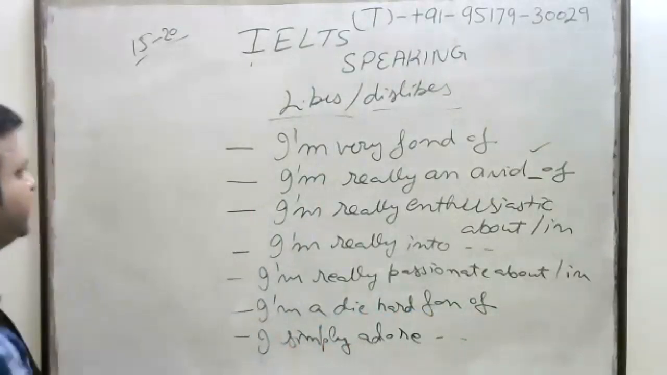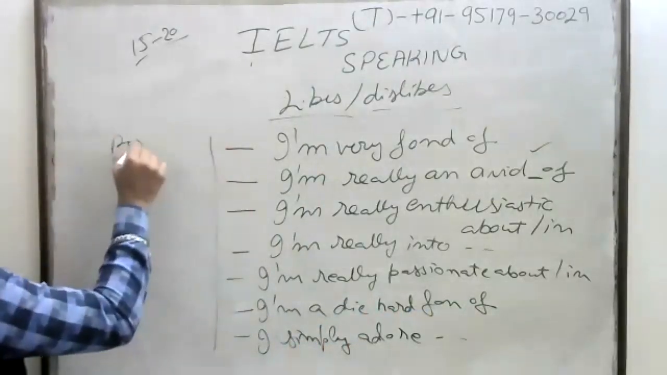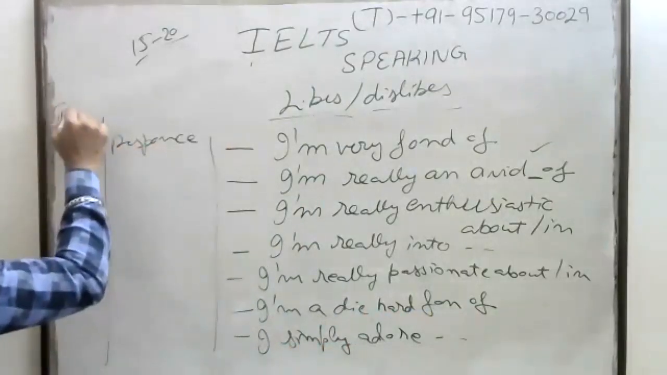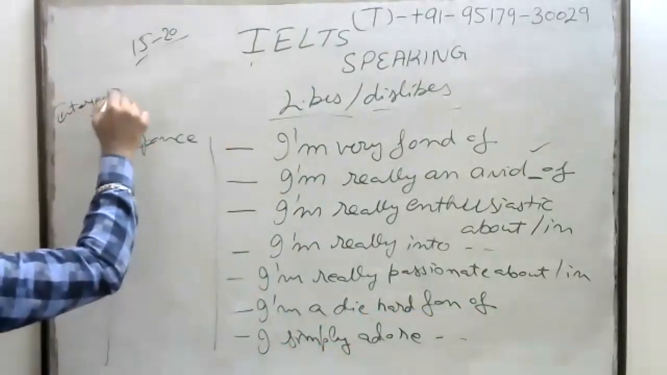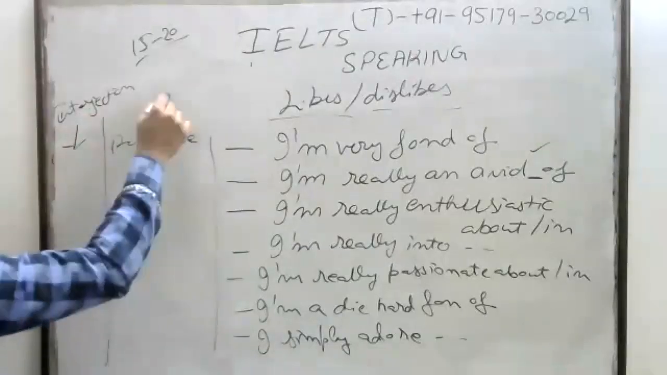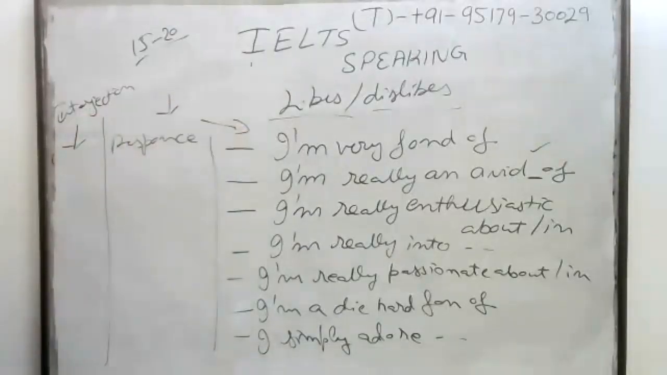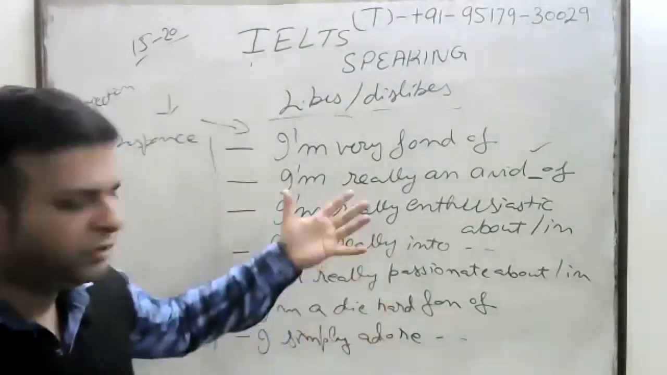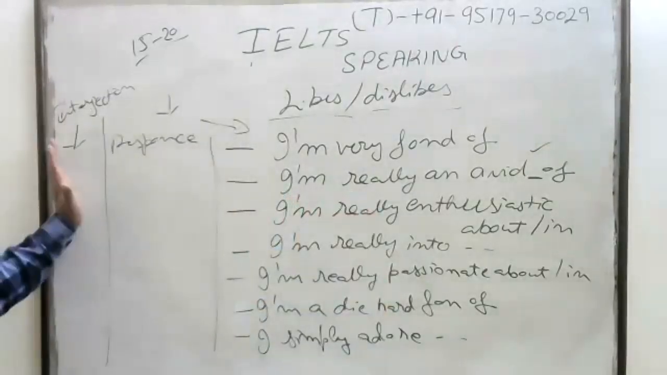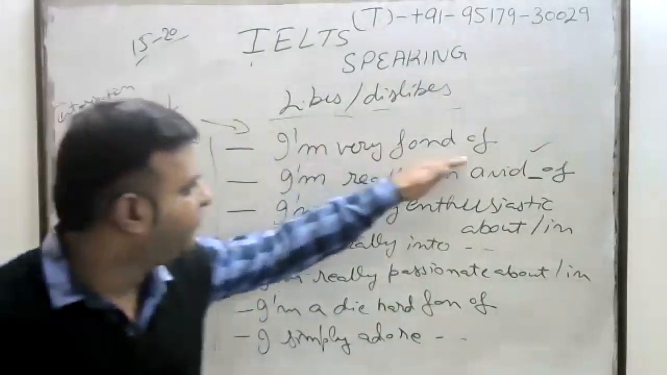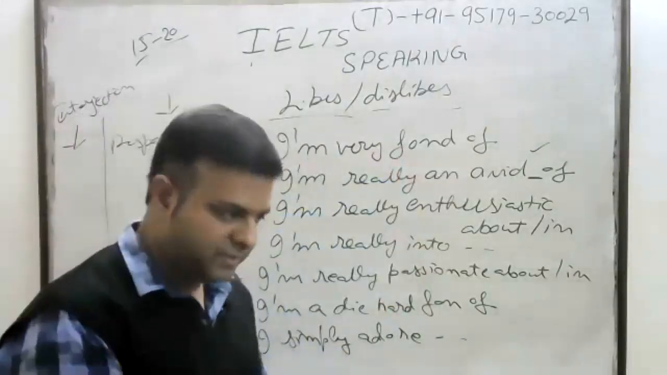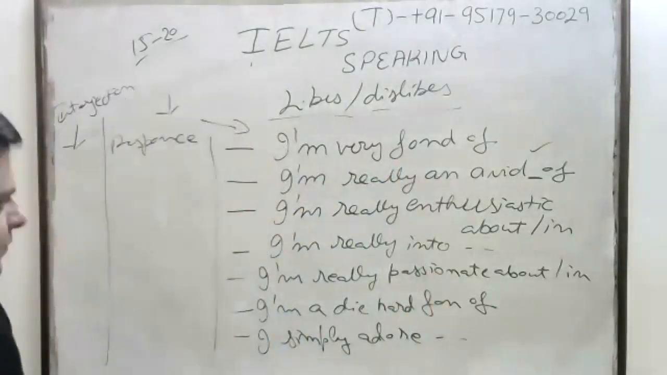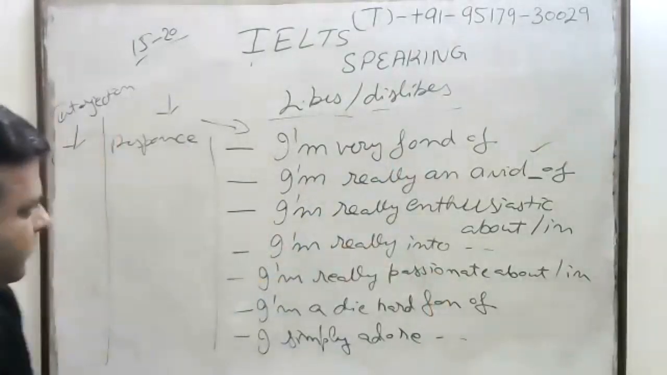Now, obviously, with this, your response, first of all, right? And before that, some kind of interjection. Here interjection, here response, and then you use this. For example, same question. Do you like traveling? Oh, yes, absolutely. I'm very fond of exploring different cities in my nation as well as in other countries, right? Then you can explain further.